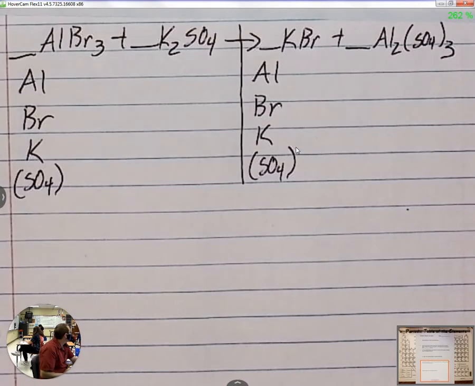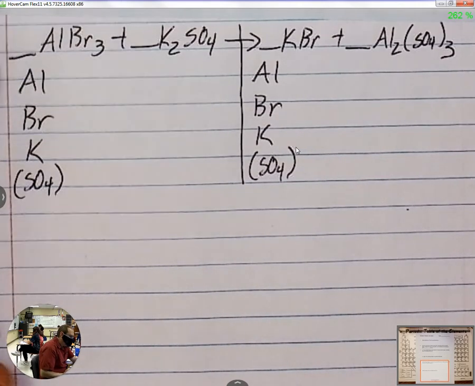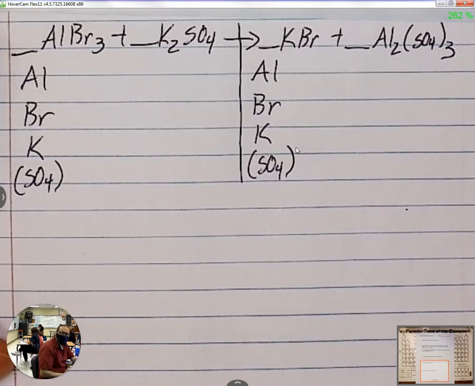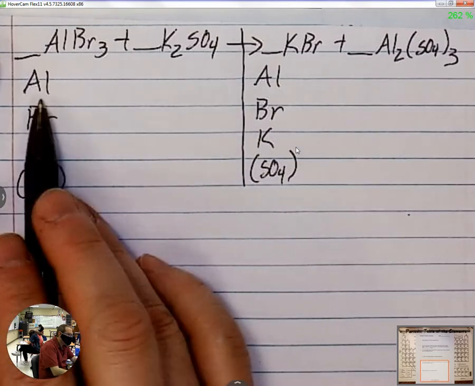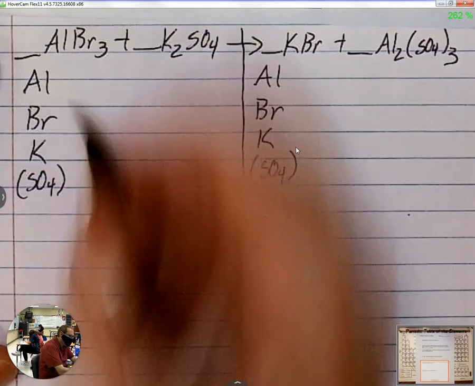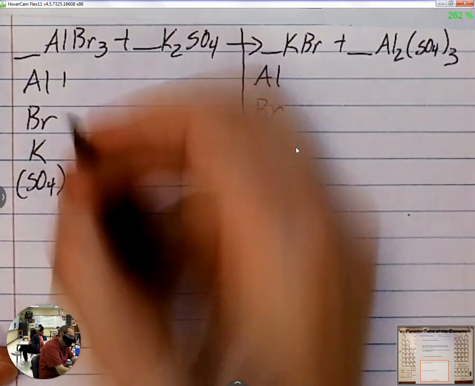It might make things easier, it might not. It usually does. Okay, so now what? Write the score. So what's on the left-hand side? What's the score for aluminum? Bromine? Potassium?